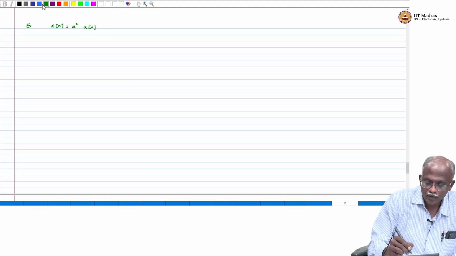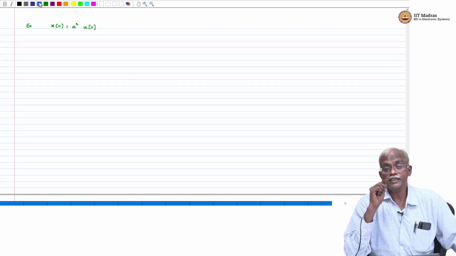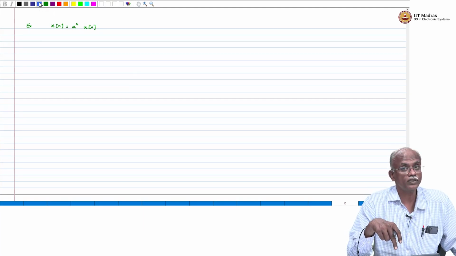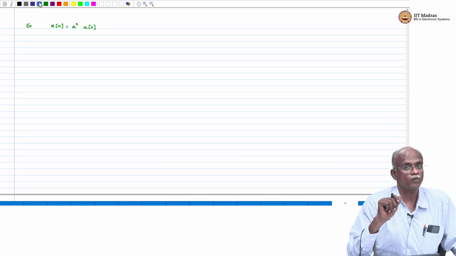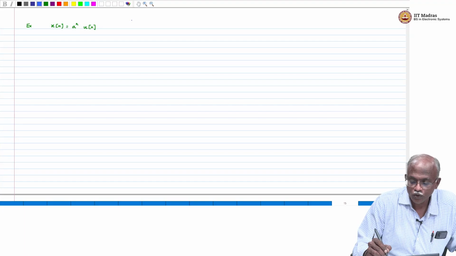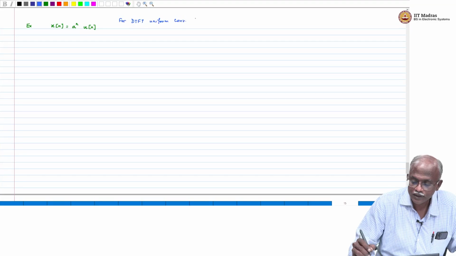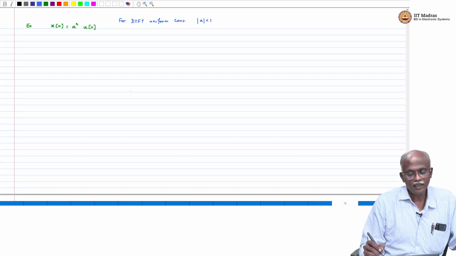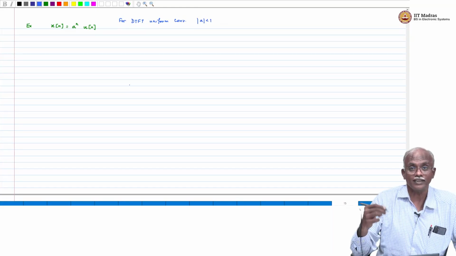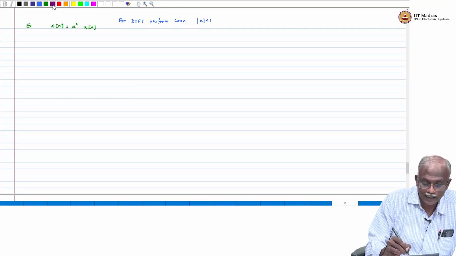Now, remember when we were doing the discrete time Fourier transform, what was the condition for the discrete time Fourier transform to exist? For the DTFT, for uniform convergence, mod A must be less than 1. Now, let us see what it translates into for the Z transform.